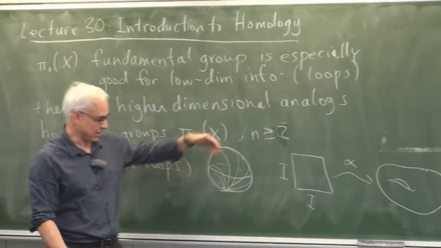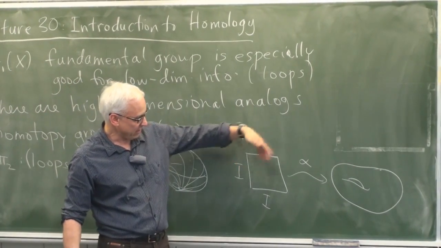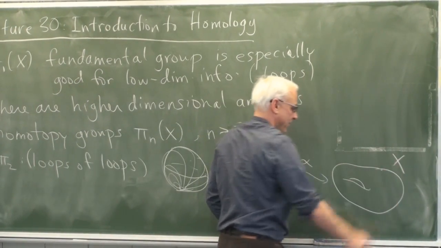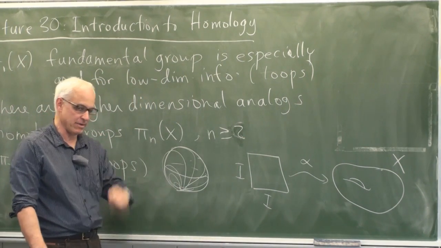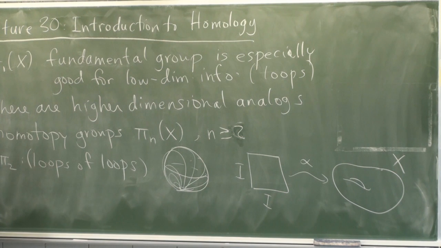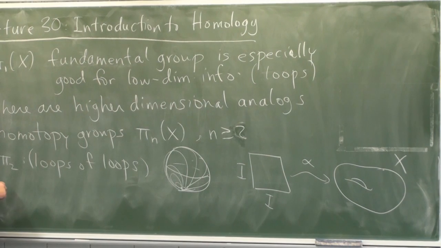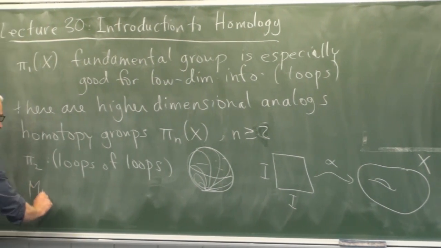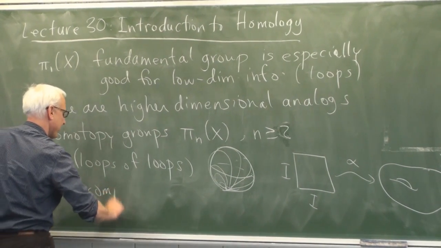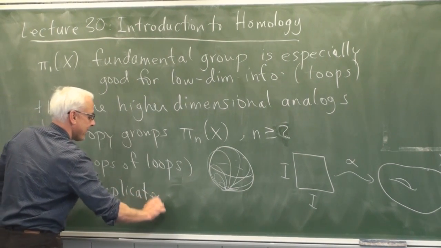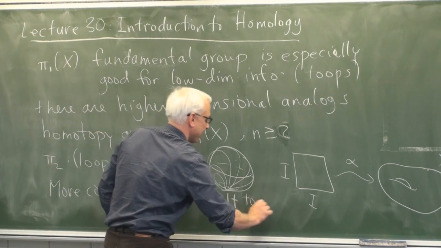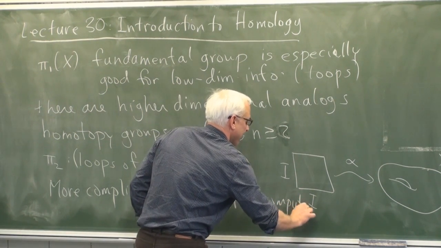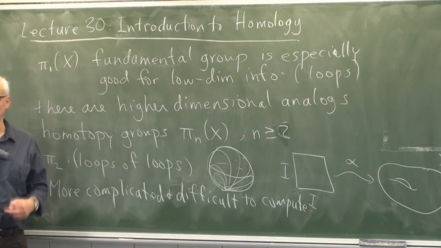So another way of thinking about it is to think in terms of maps from the square into space X, which have a certain behavior on the boundary that sort of pins them down. Okay, so one can study these homotopy groups, but one finds that they are more complicated and difficult to compute. And in some sense, they turn out to be a little bit bizarre.